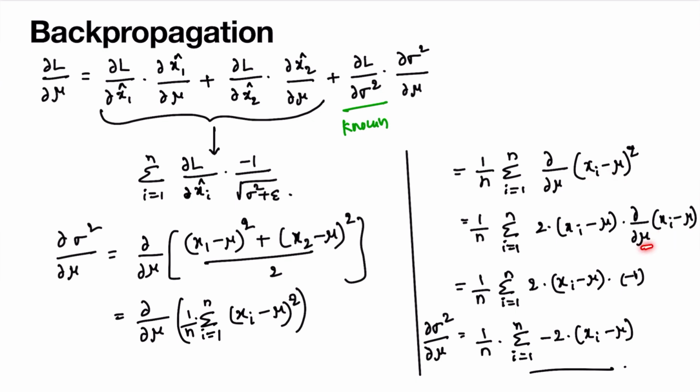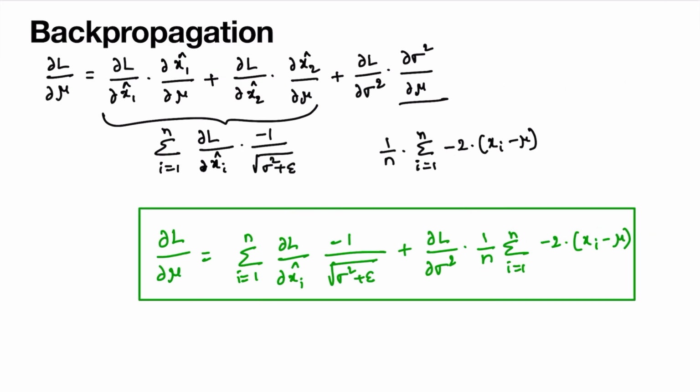Now if I want to do it with respect to mu, I will get minus 1 for this expression, and this is a common term. So I can do 1 by n, sigma 1 to n, and this minus I can take forward, minus 2 into xi minus mu. This is sigma square with respect to mu.